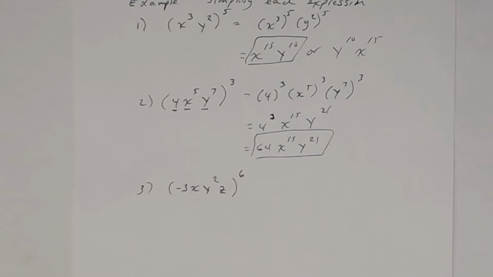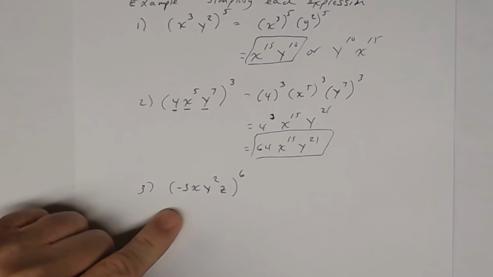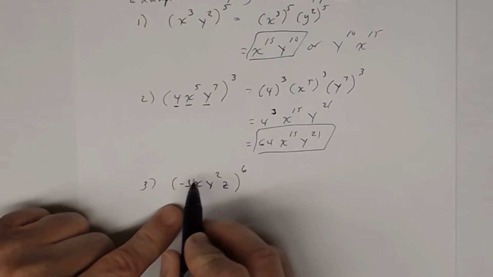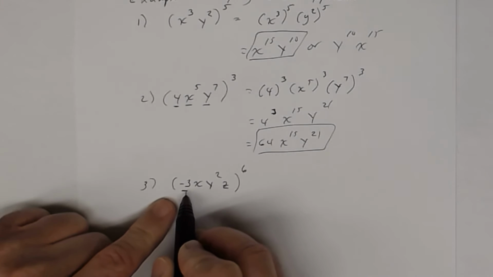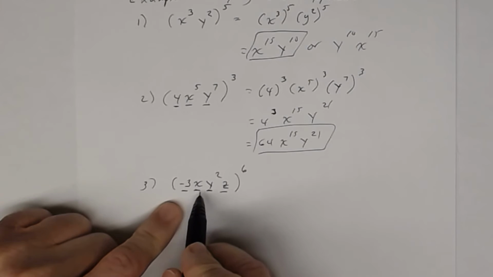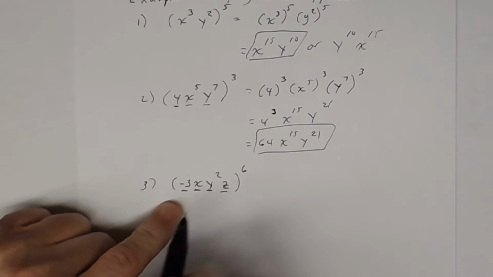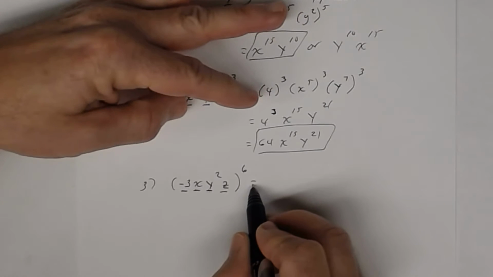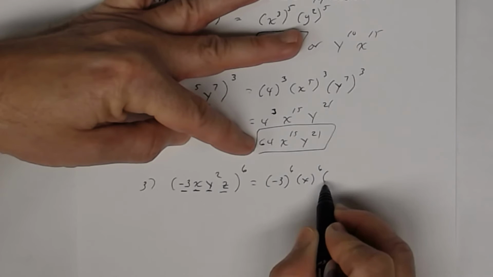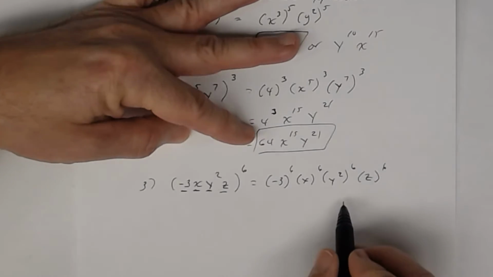So I have this base here that's being raised to the 6th power. And so if I look at my base here, I have a negative 3, I'm underlining it, times an x, times a y squared, times a z. So I have 4 things underlined. Each of those things, those factors, are going to be raised to the 6th power. So in your mind, you have negative 3 to the 6th power, x to the 6th power, y squared to the 6th power, and then z to the 6th power, just like that.